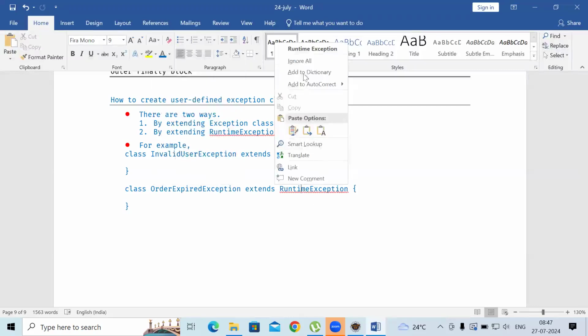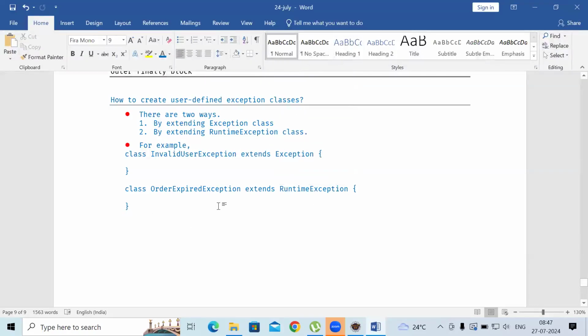But just understand, can we create user-defined exception classes? Yes. How can you create them? By extending. There are two ways. One way is by extending the Exception class. The other way is by extending the RuntimeException class. In how many ways can we do it? Two ways. That's it for today, guys. I'll share the notes with you and you can go through them. On Monday, we will discuss more in detail and we will complete the exception handling topic with examples.